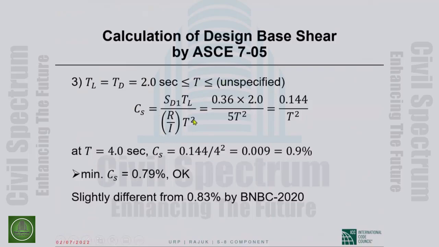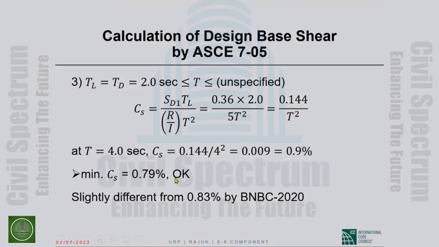C sub S of AC7, this branch is defined by S sub D1 T sub L divided by R over I T squared. S sub D1 is 0.36 from the previous page. T sub L is 2. R over I is 5, so that is 0.144 over T squared. So at T of 4 seconds, where we calculated the S sub A by BNBC, C sub S is 0.144 divided by 4 squared, which is 0.009, which is 0.9%.